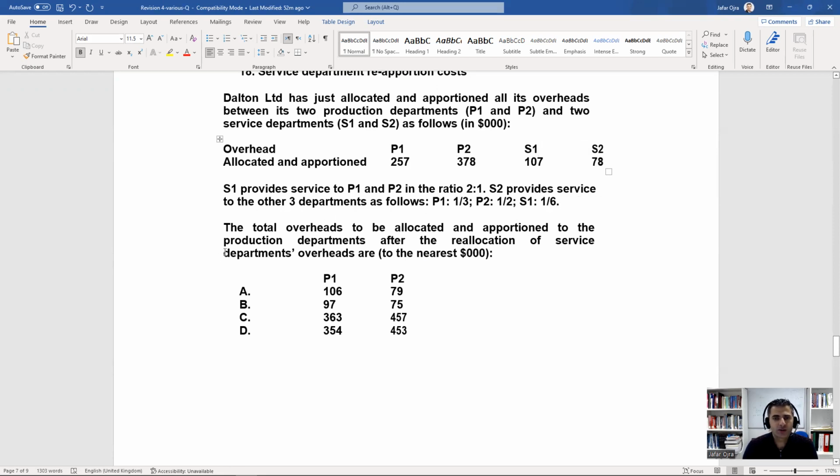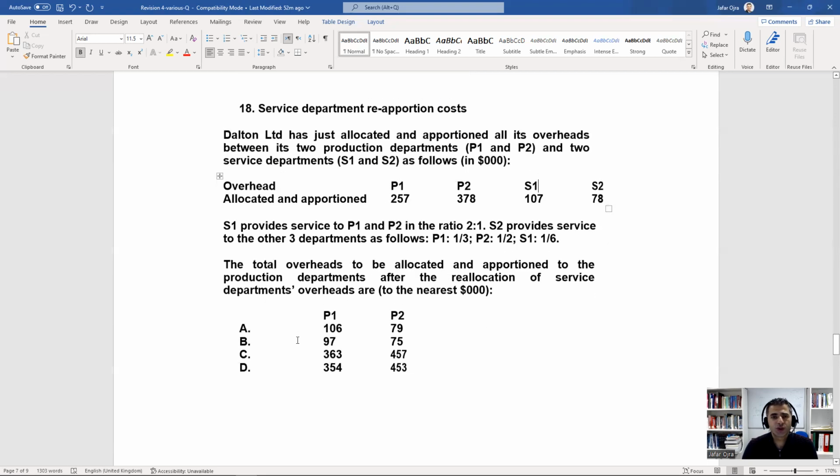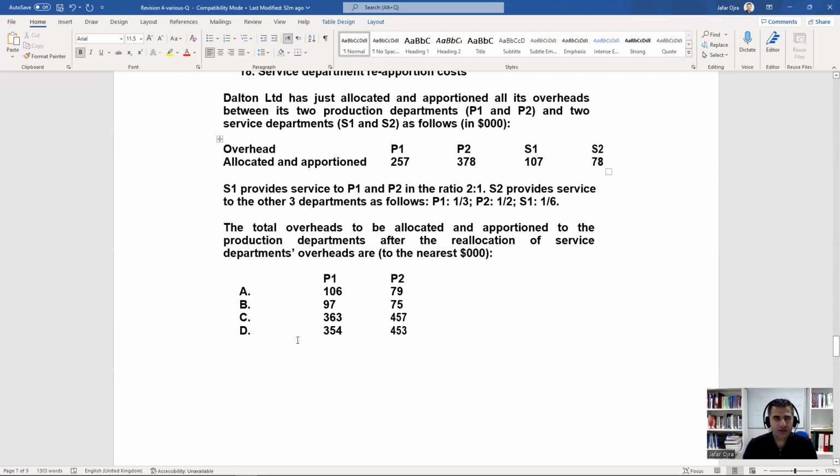Right. So the question asks you, what is the total overhead to be allocated and apportioned to the production departments after the reallocation of service departments overheads, to the nearest 1,000. So basically, guys, we need to do the reapportionment again. Under overhead allocation we have step 1, step 2. In step 2, you need to reapportion the service departments into the production departments, and that's exactly what we're going to do right now.